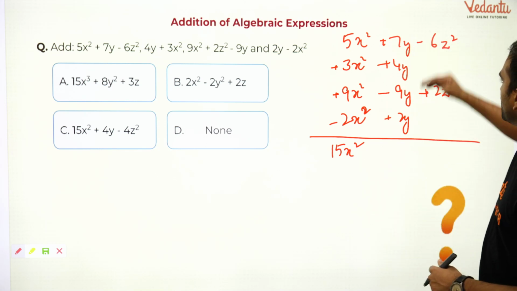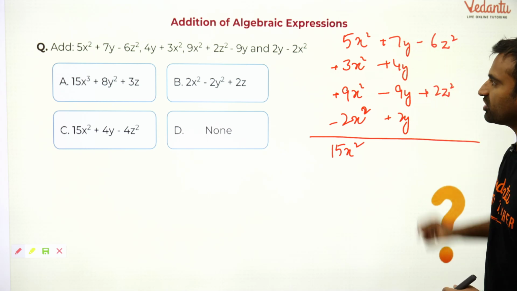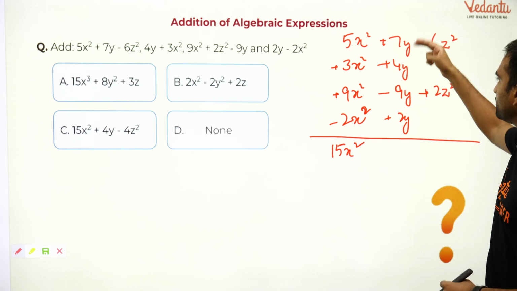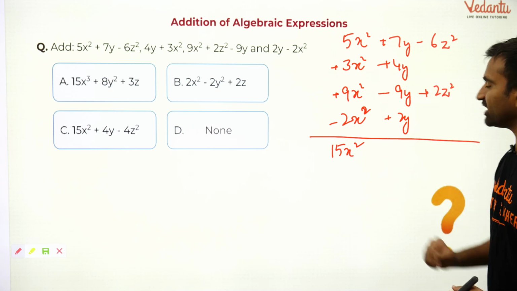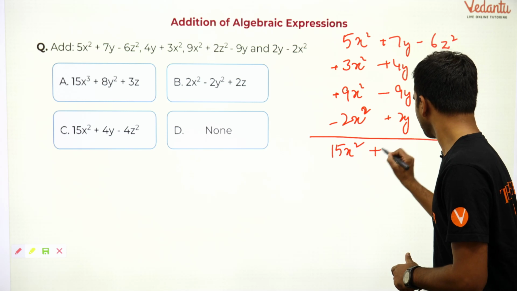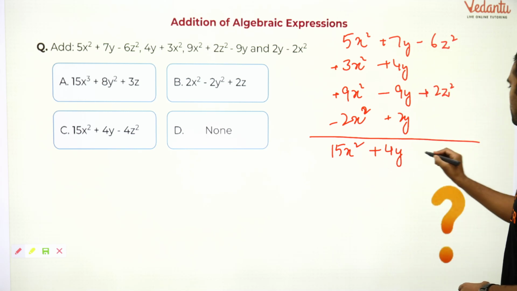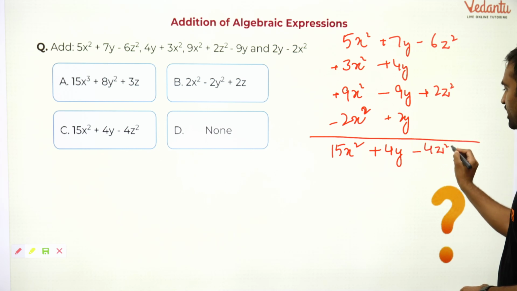Now check this out. I have plus 7 plus 4 minus 9 and plus 2. So 7 plus 4 is how much? 7 plus 4 is 11. 11 minus 9 is plus 2, and another plus 2 is plus 4. Right? And lastly, I have minus 6 and plus 2, that's minus 4. So minus 4z square. Let's match the answers.